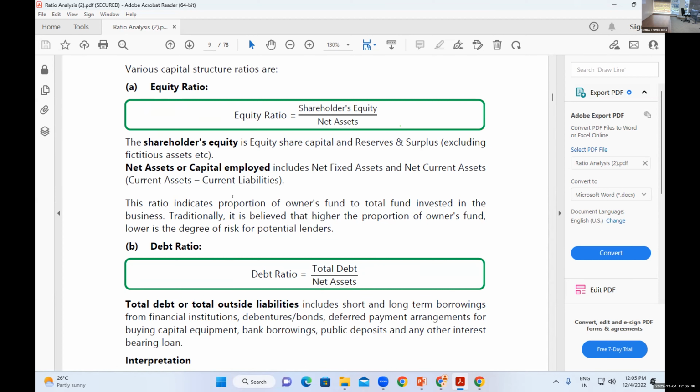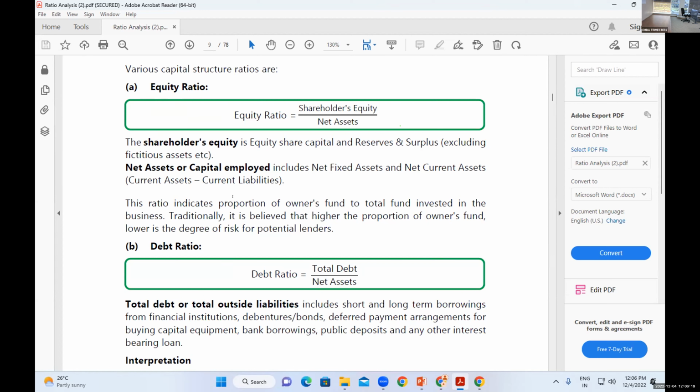What is net asset? Net asset means total assets minus fictitious assets. Any fictitious assets? What is fictitious? It has value in the balance sheet, but in real life no value. Preliminary expenses, discount on issue of shares, discount on issue of debentures, something like that. You will find them in the balance sheet in the name of other current assets. That is called net asset. What is the ratio?